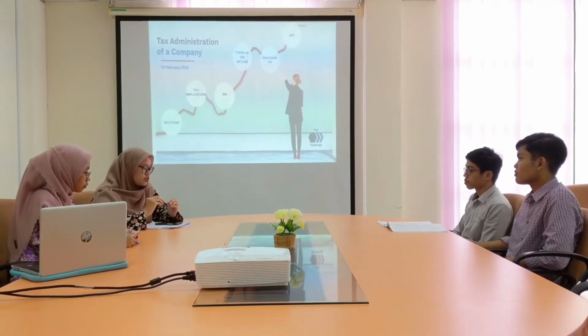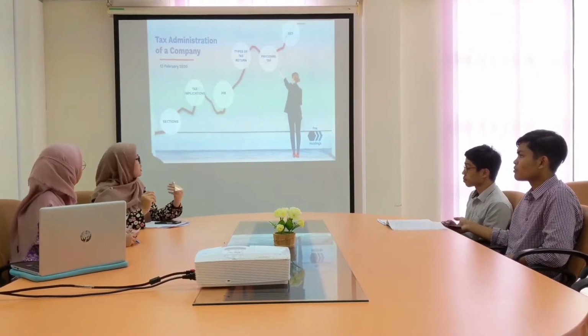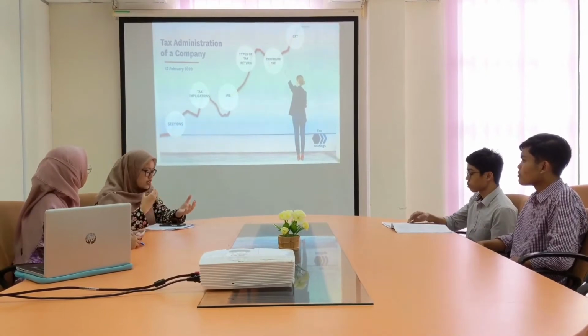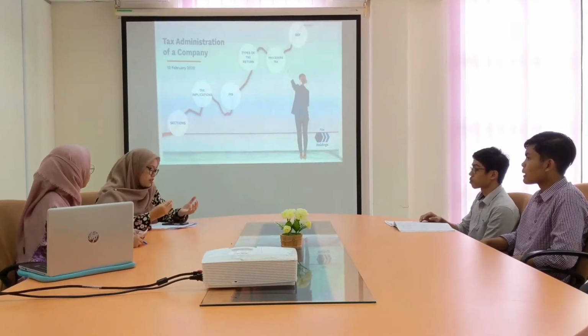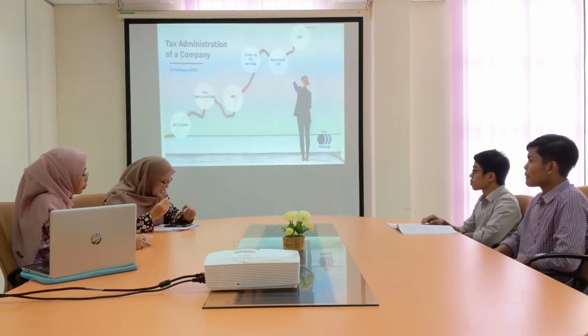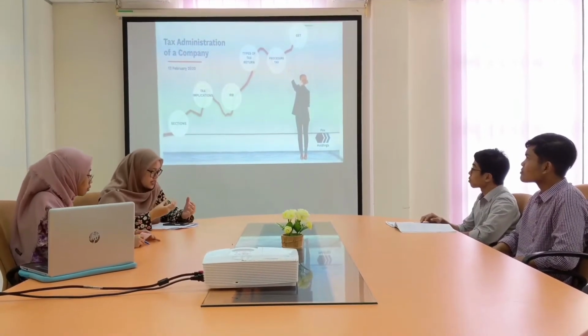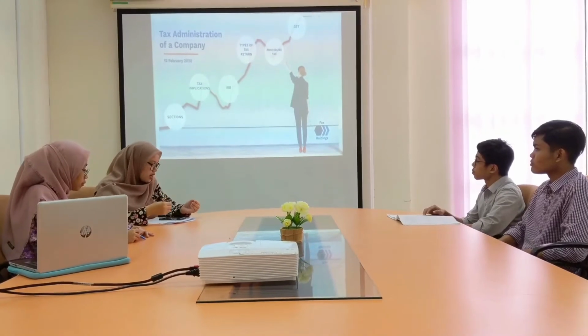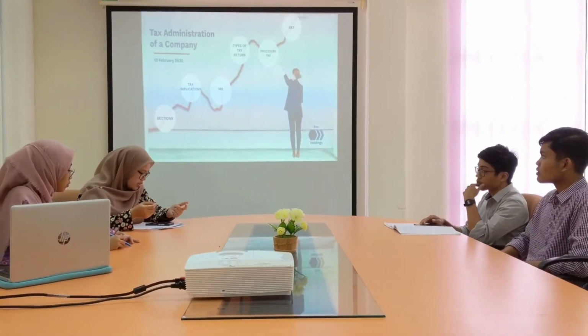This meeting is to know what the tax administration of a company is that the company must comply with. So there are 6 points that we need to discuss in this meeting. The first one is how the company can be resident in Malaysia. Then the next one is tax implications.